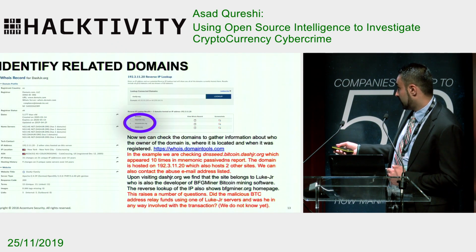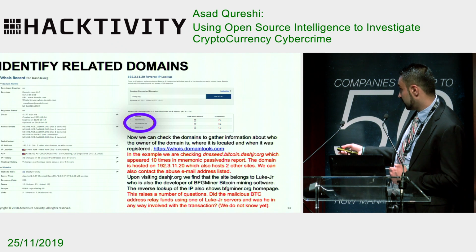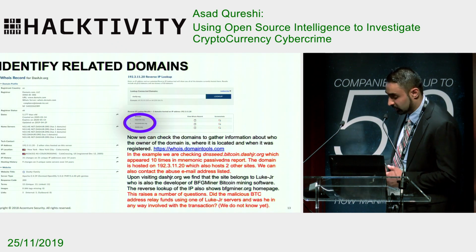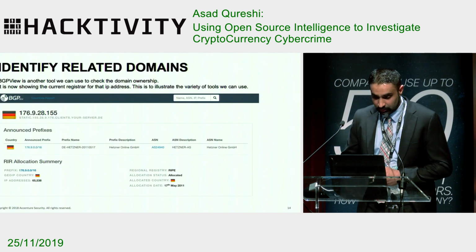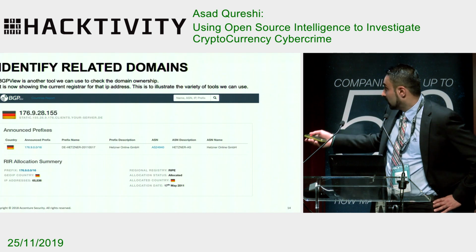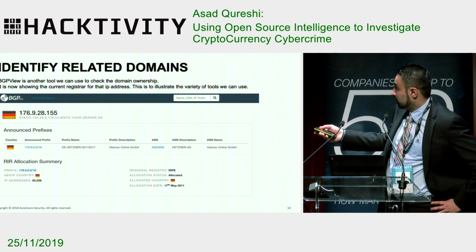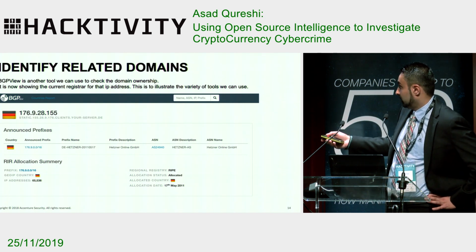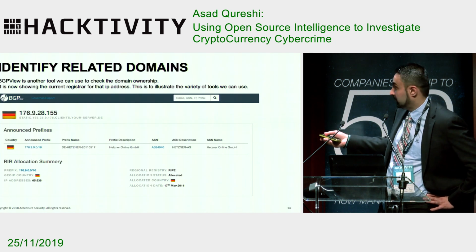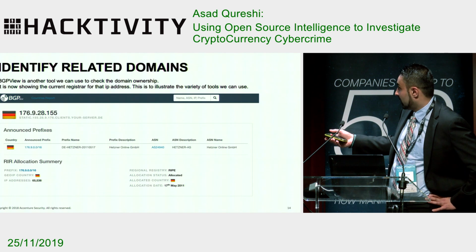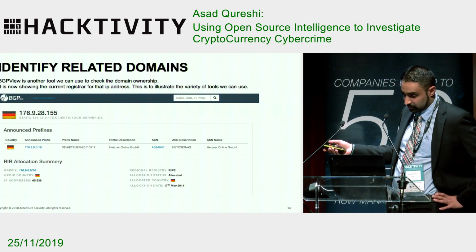So this raises a number of questions. Did the malicious Bitcoin address relay funds using one of those servers? Or was this person involved in the crime or not? We don't know. Okay, so we will come back to that. BGP View is another tool which we can use to find out who is the ISP of that particular IP address.